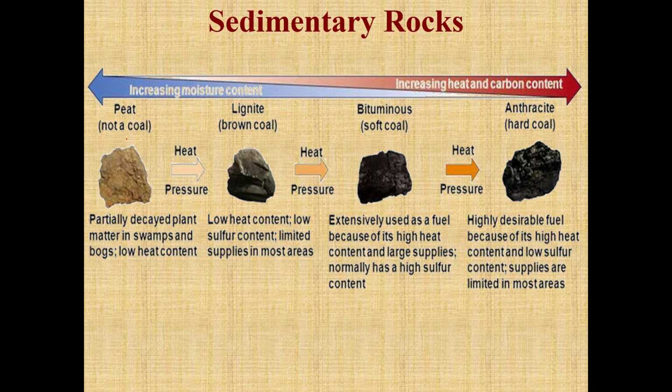Here we can see peat. We cannot include it as coal, though it is a part of coal we say, because it is partially decayed, not fully decayed plant matter, where we get swamps, bogs, and because of its low heat content. That's why it is not counted. Because of more heat and more pressure, it turns into lignite or brown coal. It has low heat content than the other two, higher order, and limited supplies in most areas.